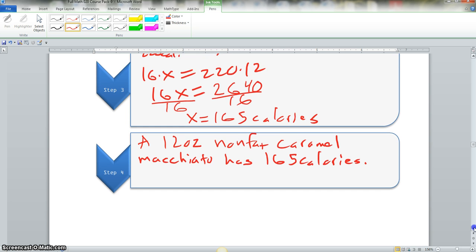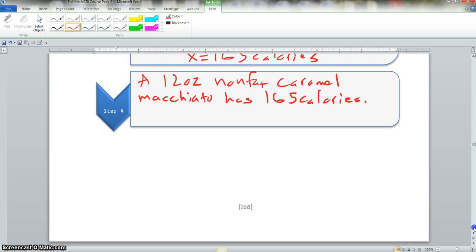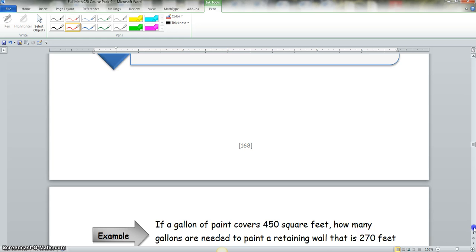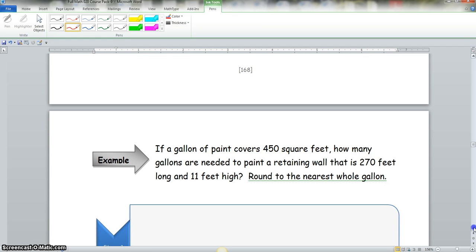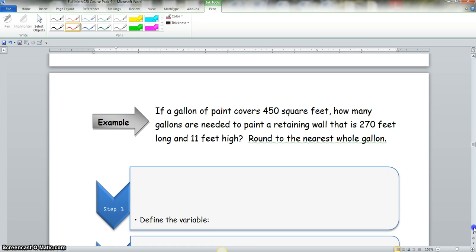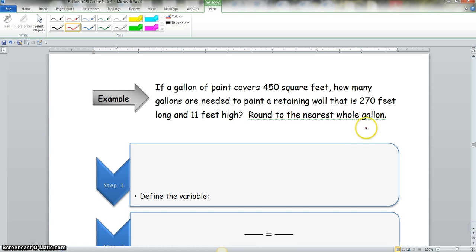Now, we scroll down here to the next page. It says if a gallon of paint covers 450 square feet, how many gallons are needed to paint a retaining wall that is 270 feet long and 11 feet high? Round to the nearest whole gallon.